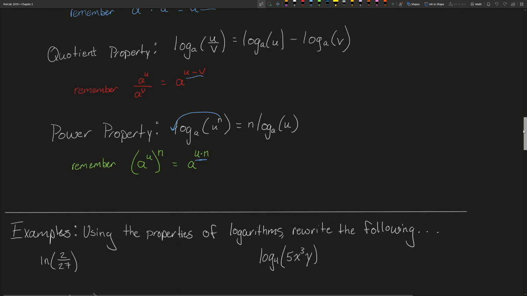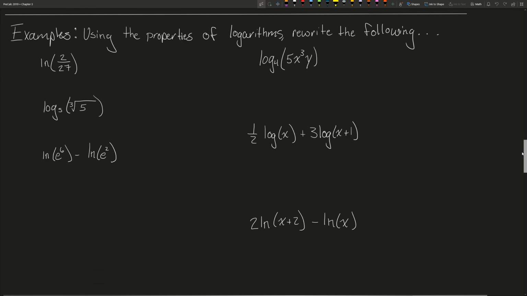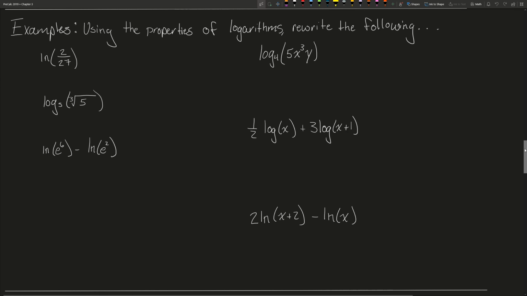So we will be using these properties in order to expand or condense logarithmic expressions. So a couple of examples of that, we want to use those properties of logarithms and rewrite the following. So the first one says the natural log of 2 divided by 27. We can use the quotient property in order to rewrite that as the natural log of 2 minus the natural log of 27.